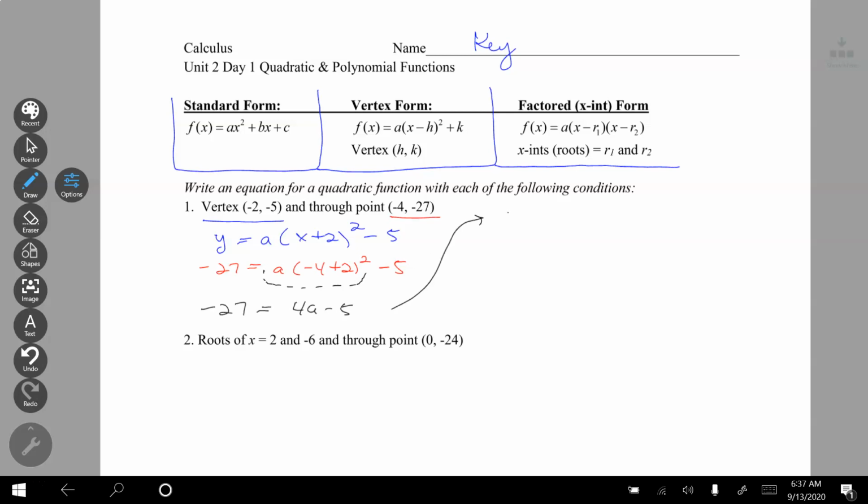I add the 5, and a is negative 11 over 2. So my function is y = −(11/2)(x + 2)² − 5.